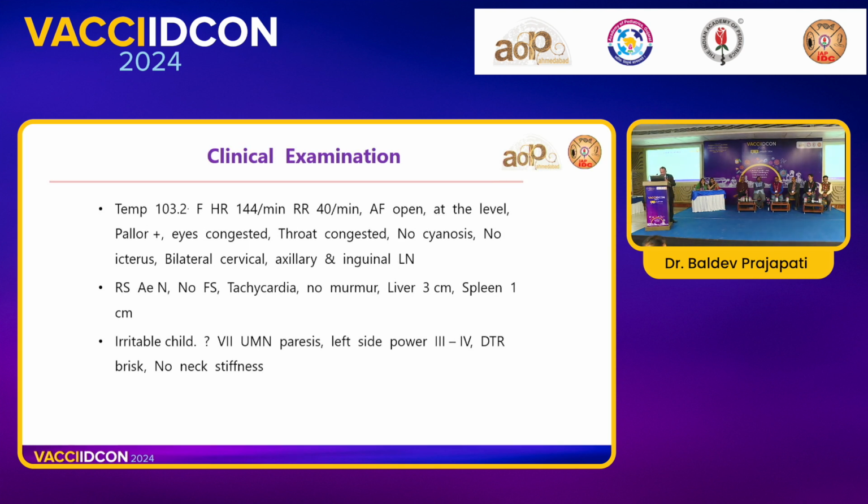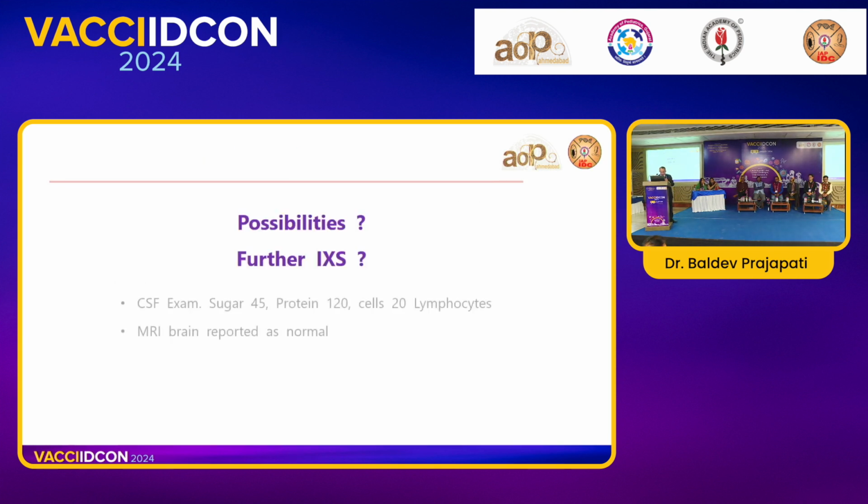I think to save time, I will provide you the investigations. CSF was 45, sugar, protein 120, cells only 20. MRI brain was reported as normal. Now what next? Aseptic meningitis. Okay, aseptic meningitis. Fever with acute phase reactants very much increased. Yes, sir. With the right upper zone involvement, we can even have tuberculosis or adenovirus infection, which is very common. Absolutely, even with the conjunctivitis which was there.